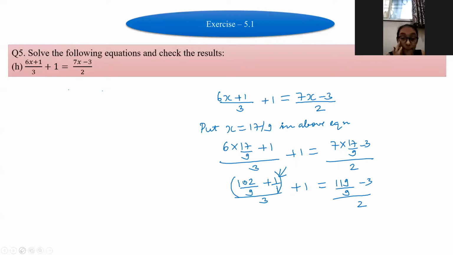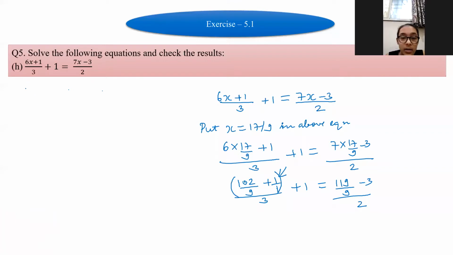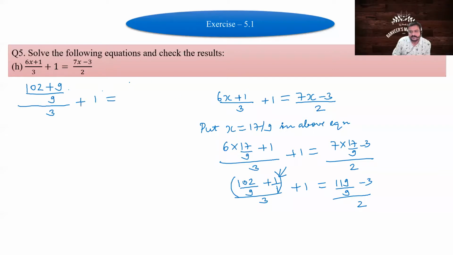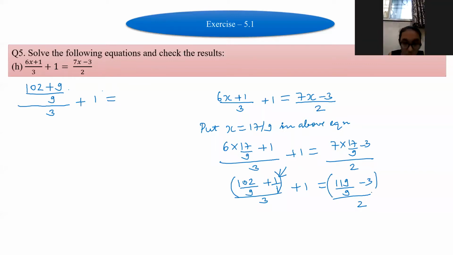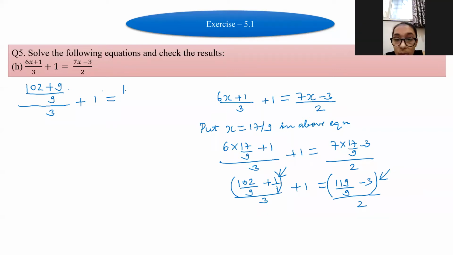Okay. Yes, now this bracket will come: 102 into 1 and 9 into 1. So 102 plus 9 upon 9, and upon 3 plus 1 is equal to. Here also we will do the cross multiplication. So 119 into 1, that is 119. 9 threes are 27. So 119 minus 27 upon 9, upon 2.